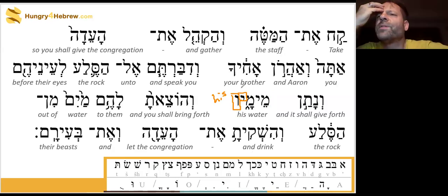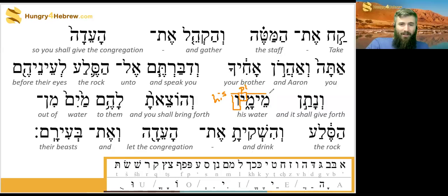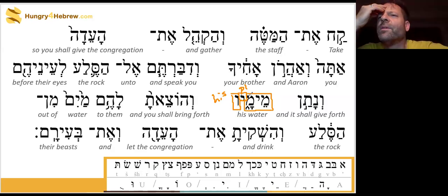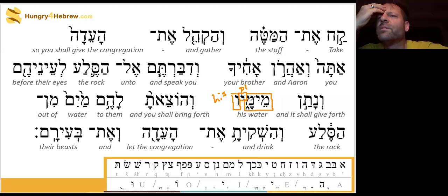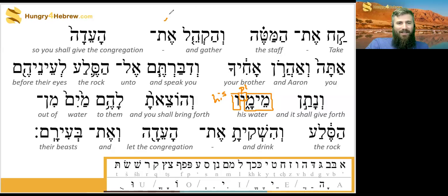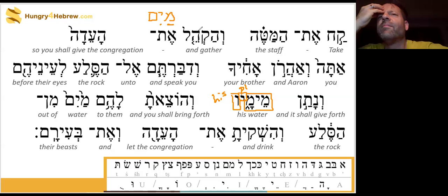It's plural. Very good. So the root is? And his water. Mem yod mem. His waters. Mem yod mem is the root, which means that the singular form mayim was originally singular. Pretty cool stuff.